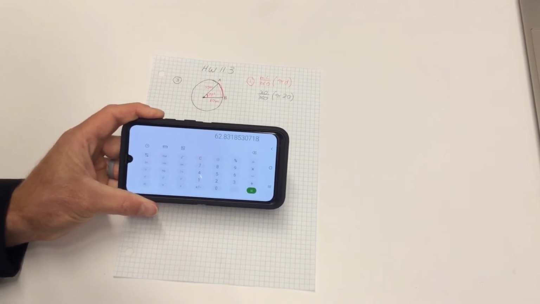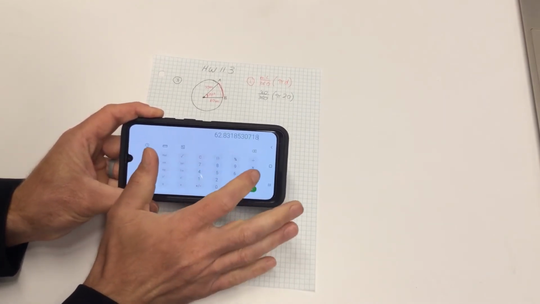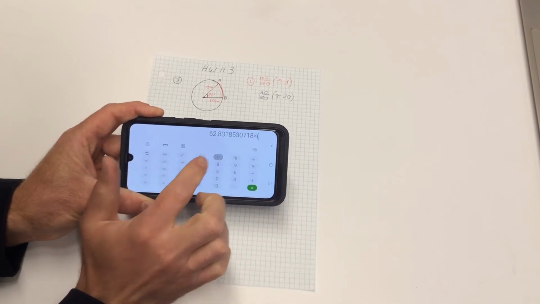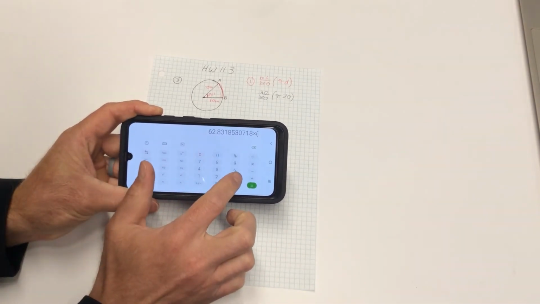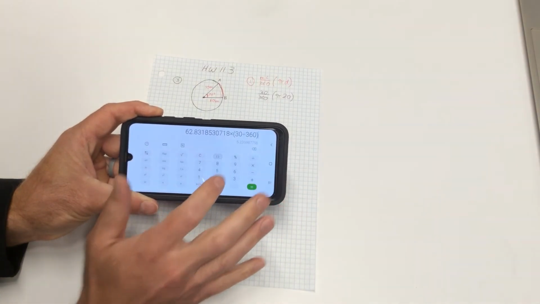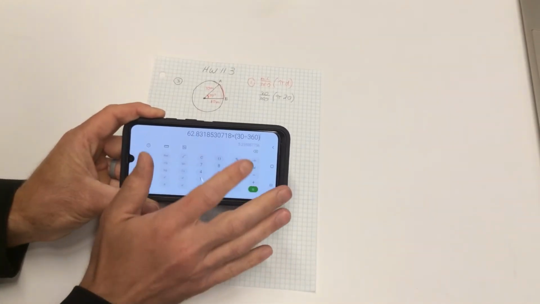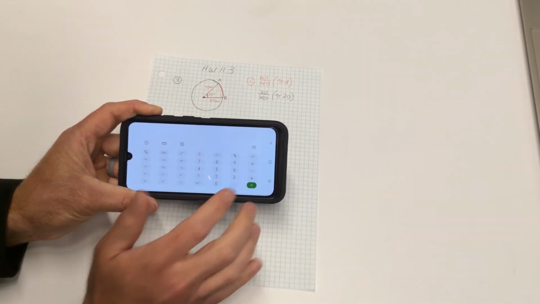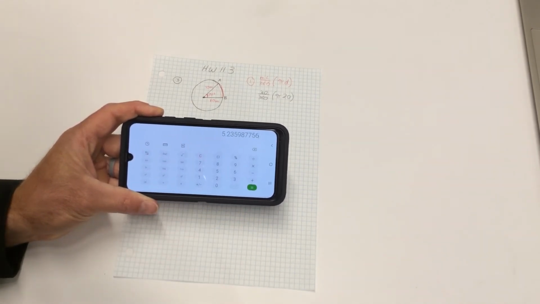But I want a fractional piece. I only want 30 out of 360 of this entire circle. So now I'm going to multiply that by, and I'm going to put this in parentheses to make sure I get the fractional part right, 30 divided by 360. So now I'm going to find just a 1/12 of the entire circle, and that comes out to 5.2.